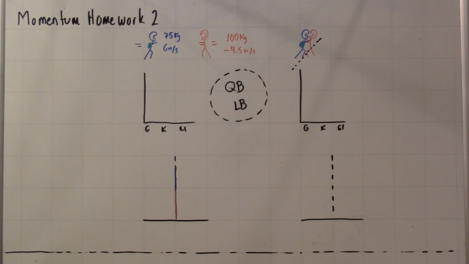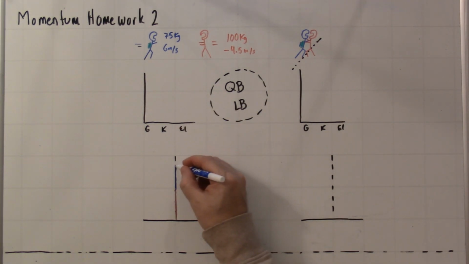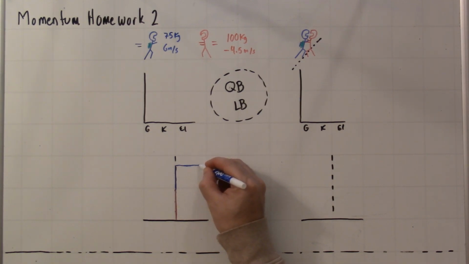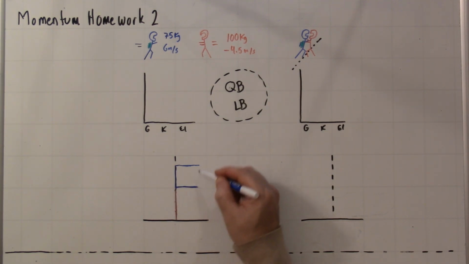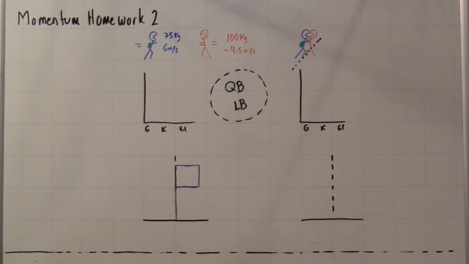So there's their masses. Now what do I know about their velocities? The quarterback is running to the right at 6. So if I call this 6, what do I know about this guy? He's running to the left, so his velocity is going to be to the left, but he's only running at 4.5.